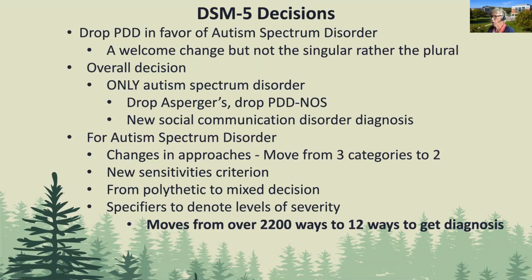For autism spectrum disorder, I mentioned we moved from 3 categories to 2. There's a new criterion included about hyper- and hyposensitivity as one of the so-called resistance to change features. This is something that we had looked at in DSM-4, and we had not included it then because it had not worked well. It was very confounded with intellectual disability. We also moved from what had been a previously mixed polythetic model of some from A, some from B, some from C, for a total number, to a mixed decision where you had to have all the social communication criteria and then at least 2 of the 4 resistance to change. And we had specific ways to denote severity. So essentially we moved from over 2,000 ways to 12 ways to get the diagnosis. Do you think this concept might be a narrower one?